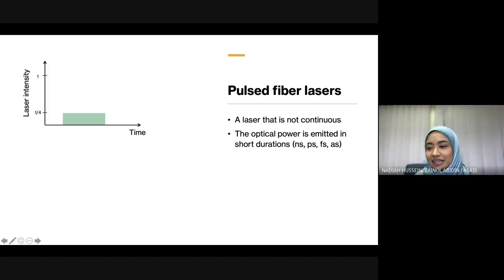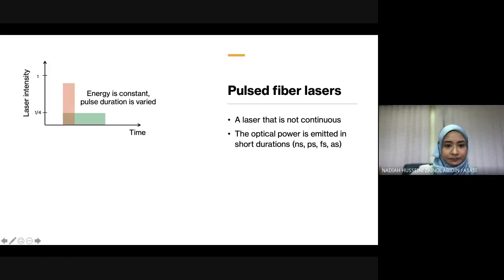All right. Okay, so what's the motivation behind having a pulse fiber laser? Let's take a look at this diagram. This graph is the laser intensity versus time graph, right? So this green box is your laser energy. It has a certain laser intensity, marked at 1/4, and it emits over a certain time duration, right? What happens if I use this same energy and compress it over a shorter duration of time? What happens? So let's see.